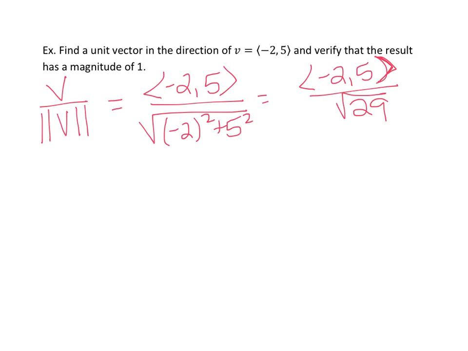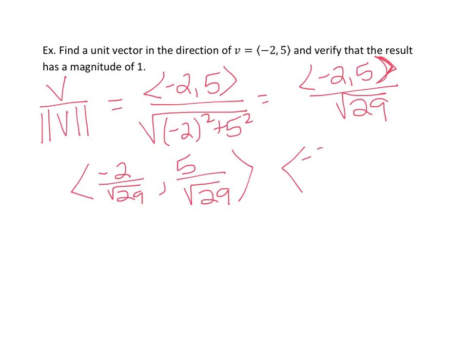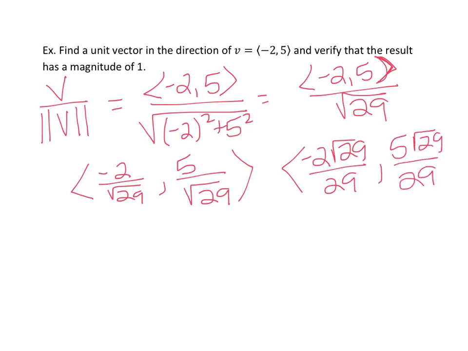And dividing them both, this is going to give me the vector negative 2 over square root 29, 5 over square root 29, or you are welcome to rationalize it, you don't have to. Negative 2 square roots 29 over 29, 5 square roots 29 over 29.